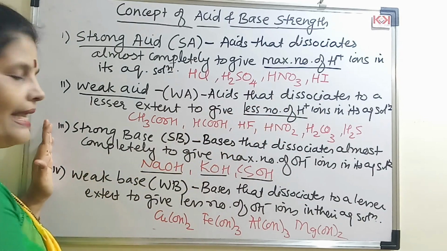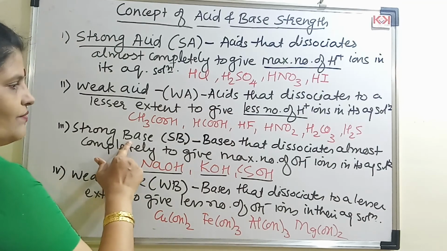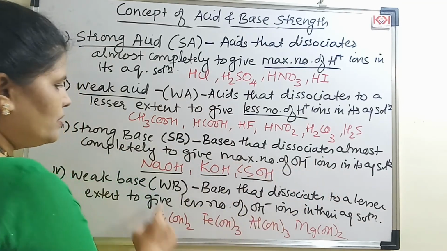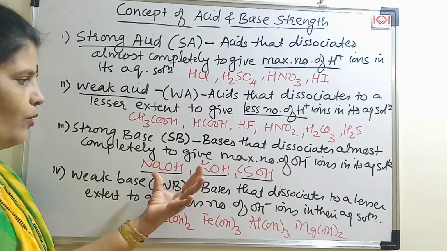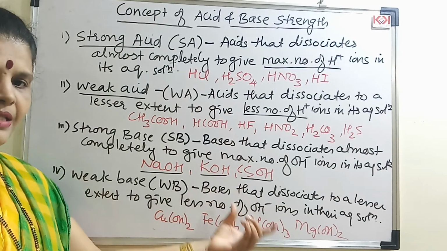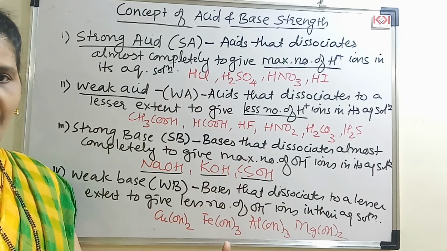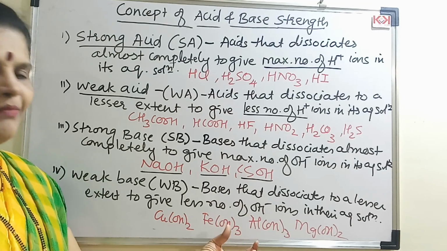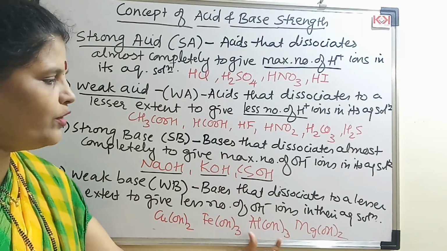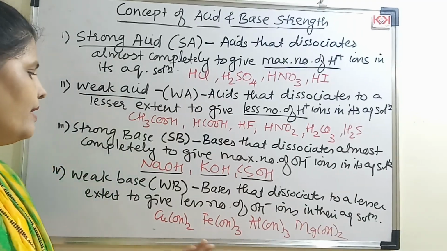On the same basis, I will classify strong bases and weak bases. Strong bases will give you maximum number of OH minus ions in their aqueous solutions. Examples are KOH, NaOH and cesium hydroxide. While a weak base will give you less number of OH minus ions. Examples are all the d-block element hydroxides and oxides, including aluminium hydroxide, magnesium hydroxide, calcium hydroxide. So they all are weak bases.